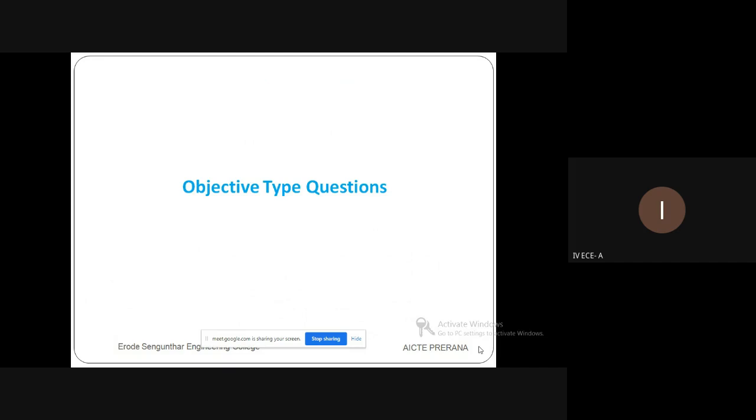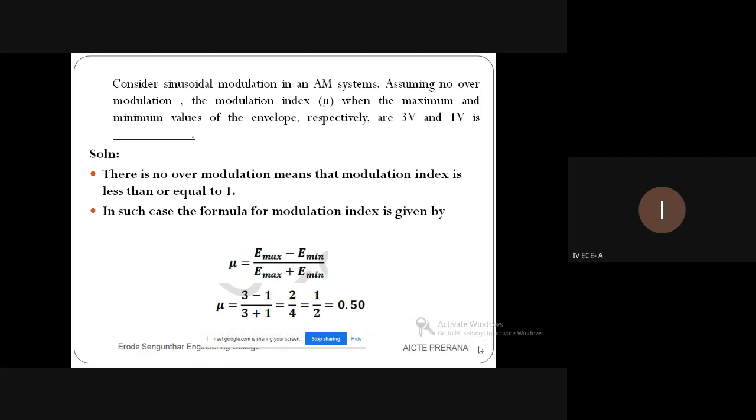Let us discuss the objective type questions. Consider sinusoidal modulation in an AM system, assuming no over-modulation. What is the modulation index, represented as mu, when the maximum and minimum values of the envelope are 3 volts and 1 volt respectively?